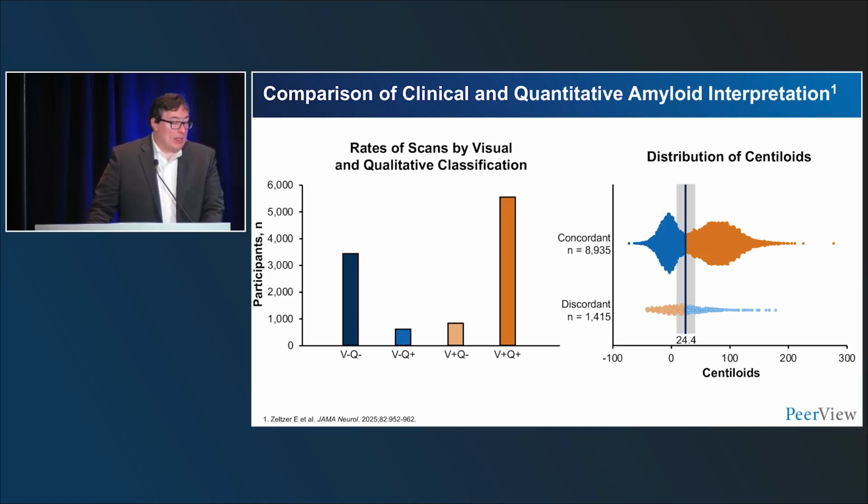And not surprisingly, the discordant cases clustered around this cutoff point. So that is where it can be challenging both visually and to some degree quantitatively to assign patients as positive or negative.